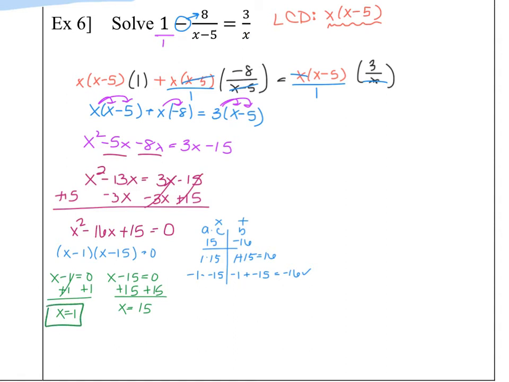Now let's check the other one. Take 15, plug it into the denominator. 15 minus 5 makes 10, so that's good. Plug 15 into this one, and that just gives me 15. Well, that's not a 0. So this is also a solution. So in this case, I have 2 solutions instead of just 1. That is a possibility.